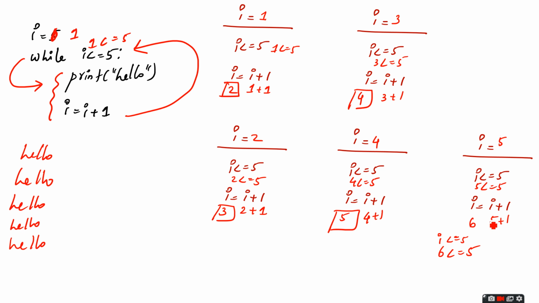Then we will increment the statement, increment the value of I. 5 plus 1, that is 6. Again we'll go back to the loop. Now 6 less than or equal to 5, condition false. Then we will come out of the loop. Then the output will be hello, hello, hello, 5 times.